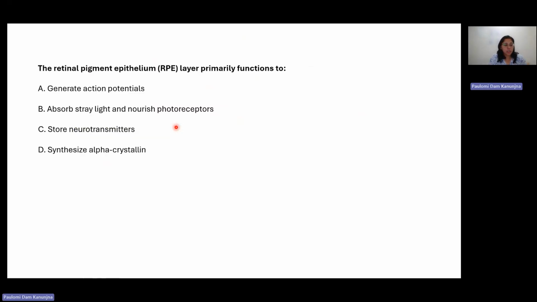Okay. Coming back to this layer again, the RPE. I just said, what does it primarily do? Does it primarily generate action potentials? Does it absorb stray light and nourish photoreceptors, store neurotransmitter, and synthesize alpha crystallin? Why does this seem repetitive? Because I've just explained it to you. But this gives you the exact word for why it prevents photo damage.